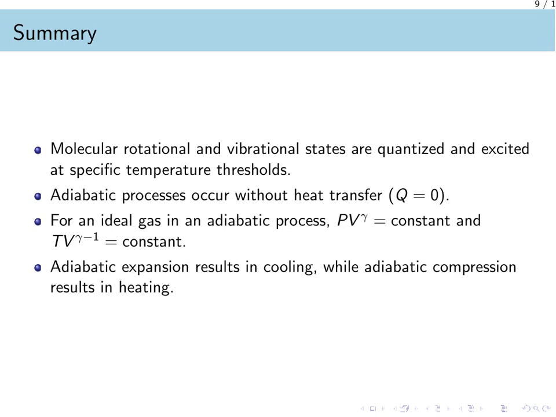In summary, we have learned that molecular rotational and vibrational states are quantized and only become active at specific temperature thresholds. An adiabatic process is characterized by the absence of heat transfer, meaning Q equals 0. For an ideal gas undergoing such a process, the product of pressure and volume raised to the power of gamma is constant, as is the product of temperature and volume raised to the power of gamma minus 1. Finally, it is important to remember that adiabatic expansion leads to the cooling of the gas, while adiabatic compression results in a significant increase in temperature.